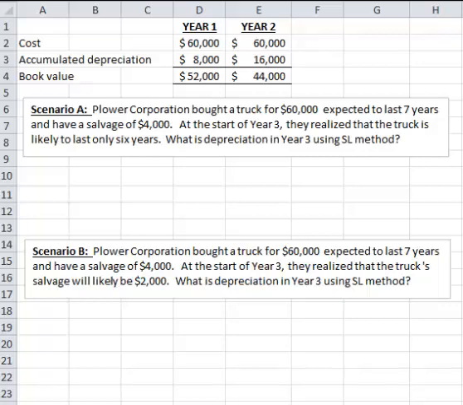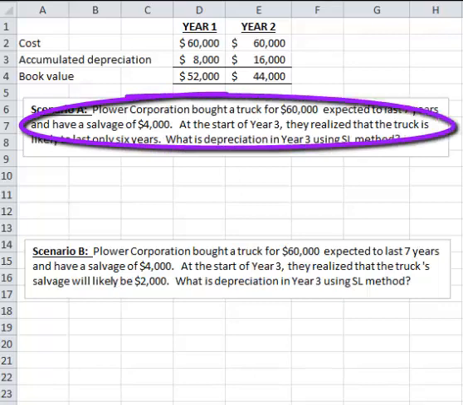Today we're going to work on how to handle a change in estimate for depreciable assets. Here we have a truck originally costing $60,000, expected to last 7 years when we originally got it, with a salvage expected of $4,000.